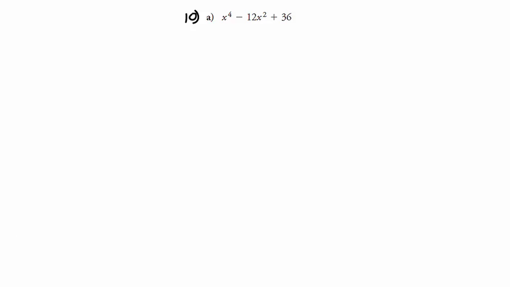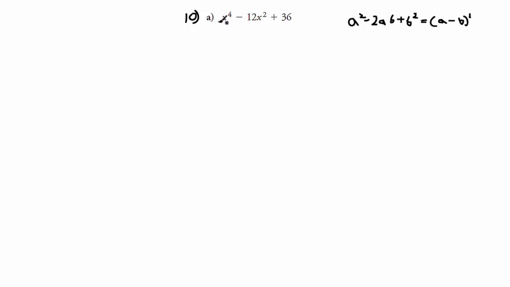Alright, for number 10, we need to factor each expression. So in A, we have that unusual expression where we have a degree 4. Well, how do we factor degree 4 expressions? This kind of looks like the form a squared minus 2ab plus b squared, which we could factor into (a minus b) squared, right?